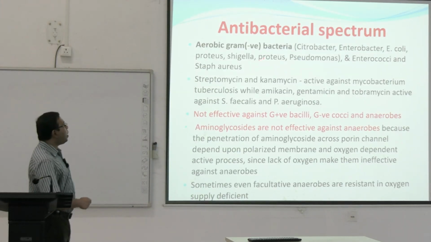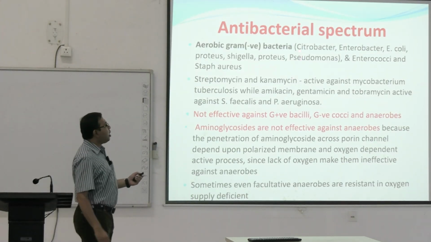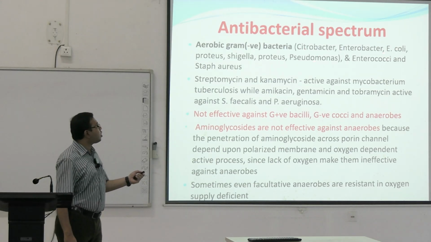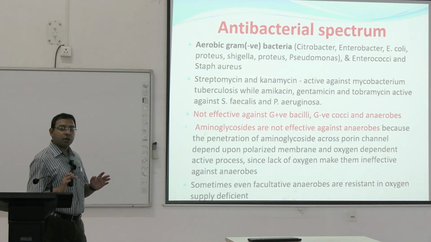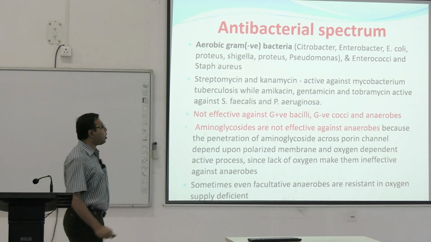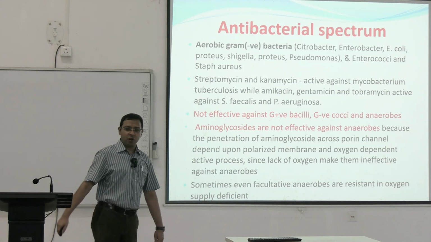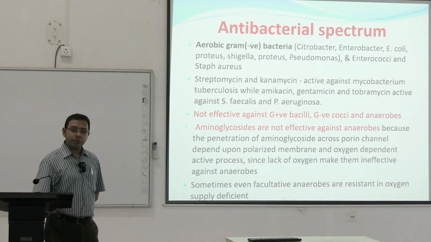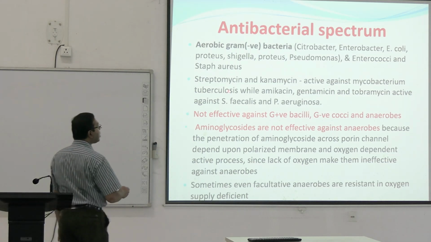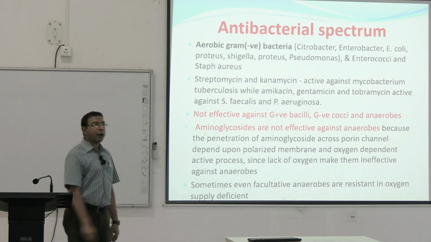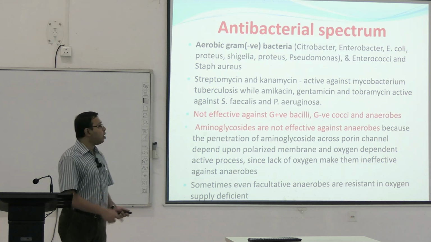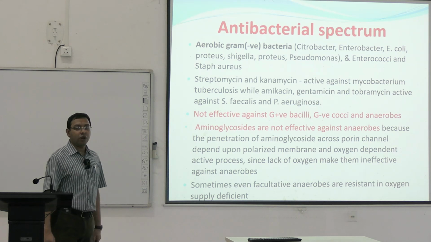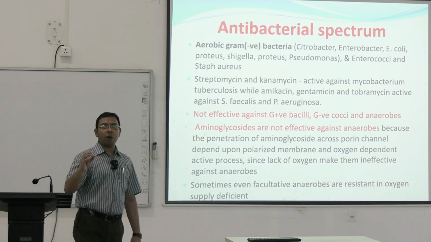Antibacterial spectrum: aerobic gram-negative bacteria, as we have already seen. Examples: Citrobacter, Enterobacter, E. coli, Proteus, Shigella, Pseudomonas, all are very susceptible to the aminoglycoside antibiotics. Apart from this, Enterococci and Staph aureus, which are gram-positive organisms, are also to some extent susceptible to aminoglycosides. Streptomycin and Kanamycin are active against Mycobacterium tuberculosis, while Amikacin, Gentamicin and Tobramycin are active against Streptococcus faecalis and Pseudomonas aeruginosa. So there is some more spectrum of these antibiotics.